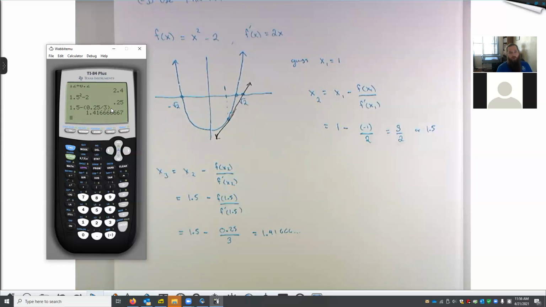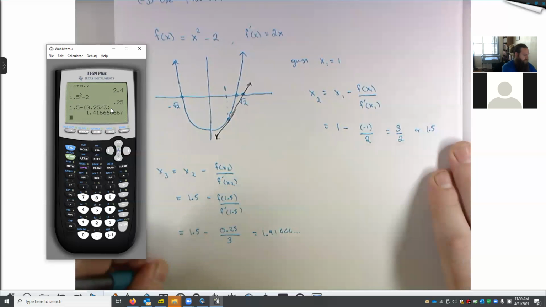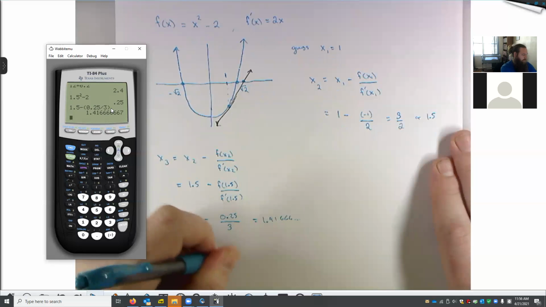Which is already pretty good. But I can go a little bit further even. x4, I can do this as many times as I want, would be x3 minus f of x3 over f prime of x3.